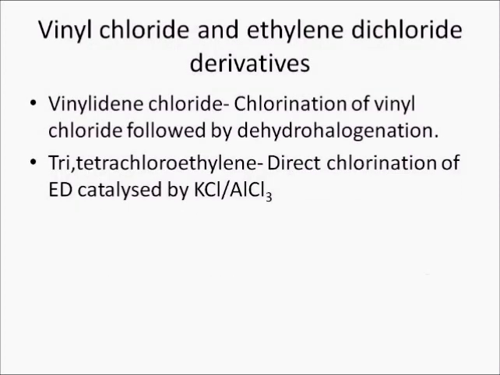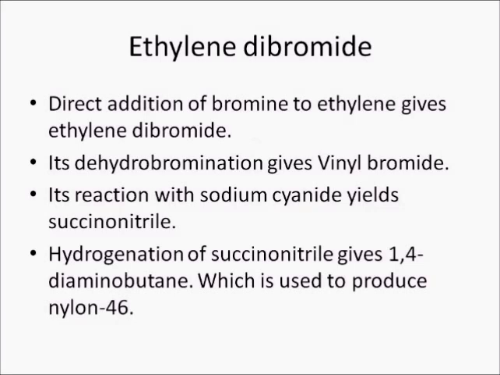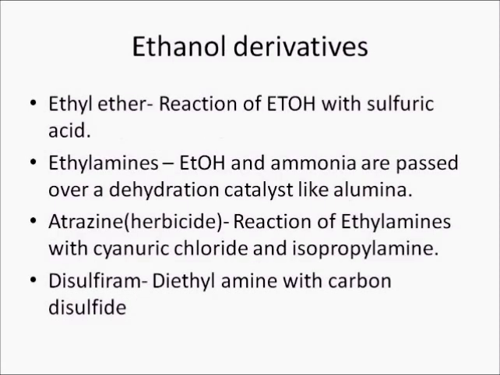Vinylidene chloride and tri- or tetrachloroethylene are derived from vinyl chloride and ethylene dichloride respectively. Ethylene dibromide is produced by direct bromination of ethylene. Ethylene dibromide on dehydrobromination gives vinyl bromide. With sodium cyanide, it gives succinonitrile, which on hydrogenation gives 1,4-diaminobutane, which is used to produce nylon 46. Ethanol derivatives include ethyl ether, ethylamines, atrazine, which is an herbicide, and disulfiram.